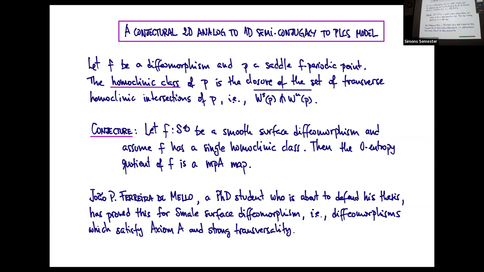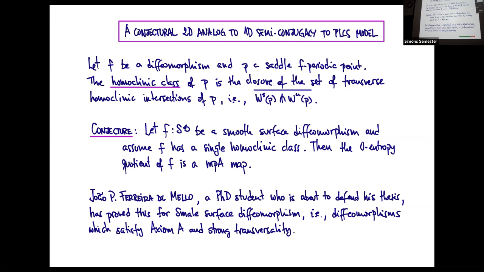Another PhD student who's finishing his thesis has proved this statement. In fact, it's slightly stronger because he doesn't have to assume a single homoclinic class. He has proved this statement for Morse-Smale-like surface diffeomorphisms: Axiom A surface diffeomorphisms with strong transversality, although I don't think that's very important.